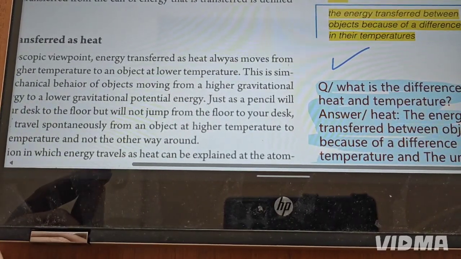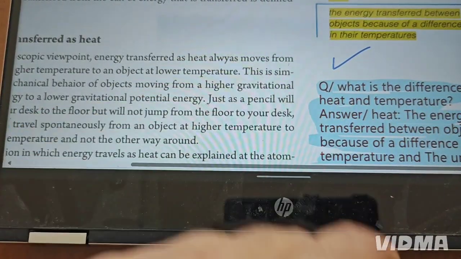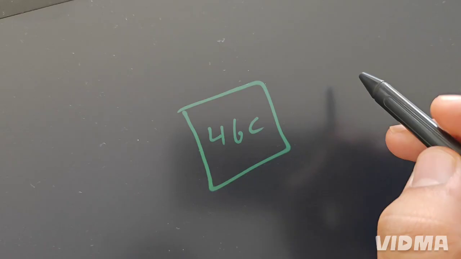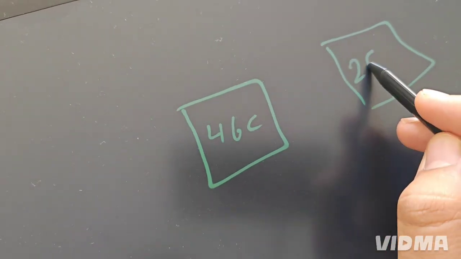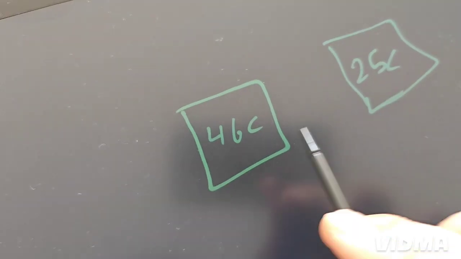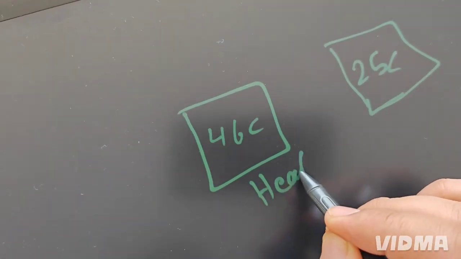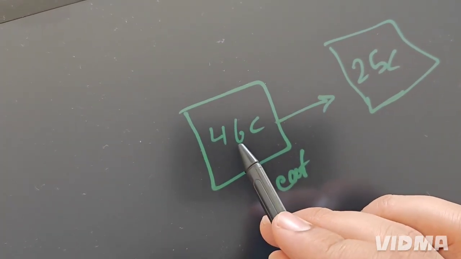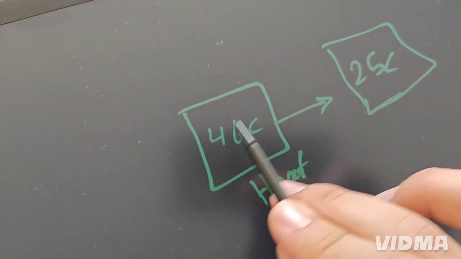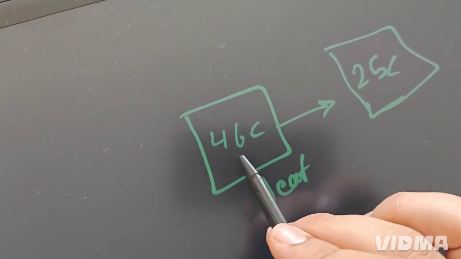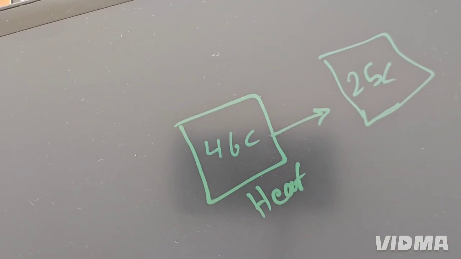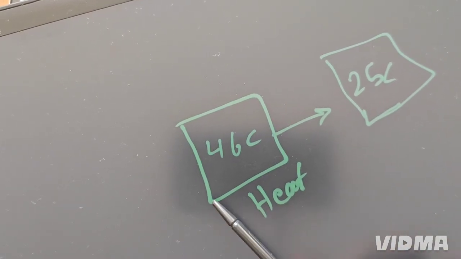When we have energy transfer as heat, both objects have a different temperature. For example, if the first object's temperature is 46 Celsius and the second object is 25 Celsius, they have different temperatures, and in that case we have energy transfer as heat. From which side, left to right or right to left? Actually from left to right, because this object has a greater temperature compared to that one. So energy always transfers from the higher temperature to a lower temperature.